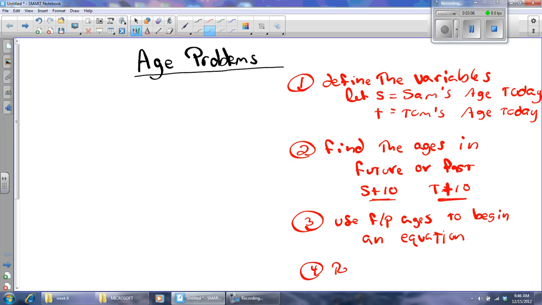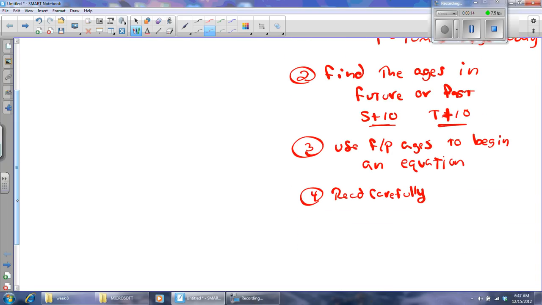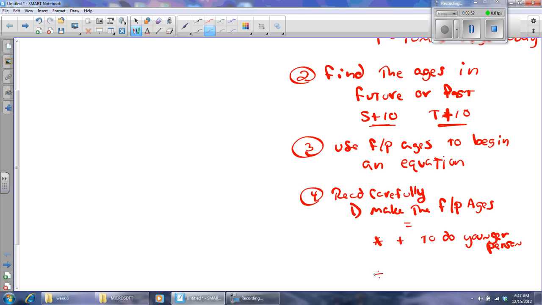All right, and then fourthly is we're going to read carefully because there's a couple of things that we need to do. We want to make the future or past ages equal to each other. Okay? And if we're multiplying or adding, we're going to do that to the younger person. If we're going to divide or subtract, we'll do that to the older person.